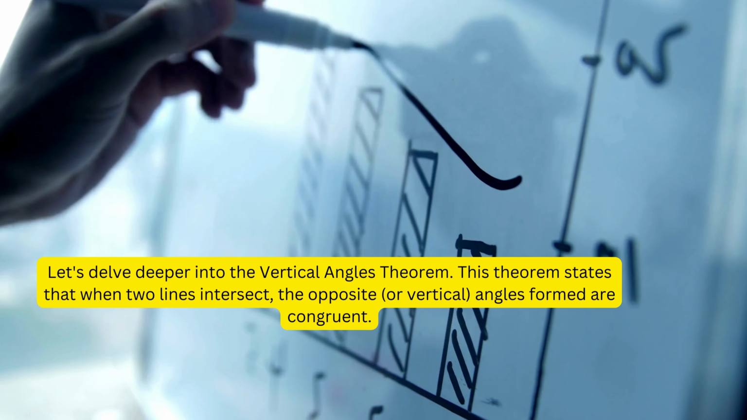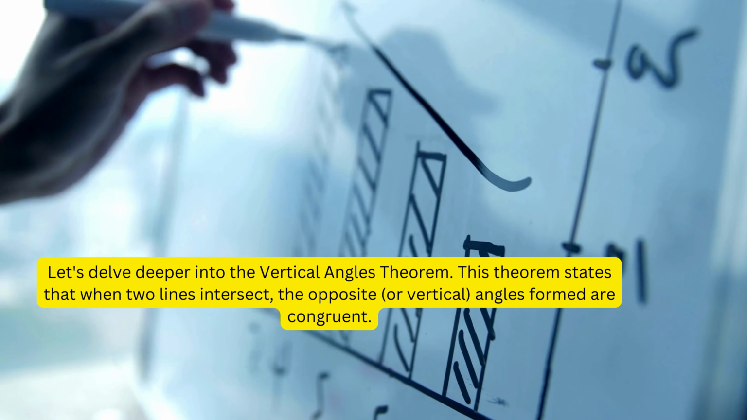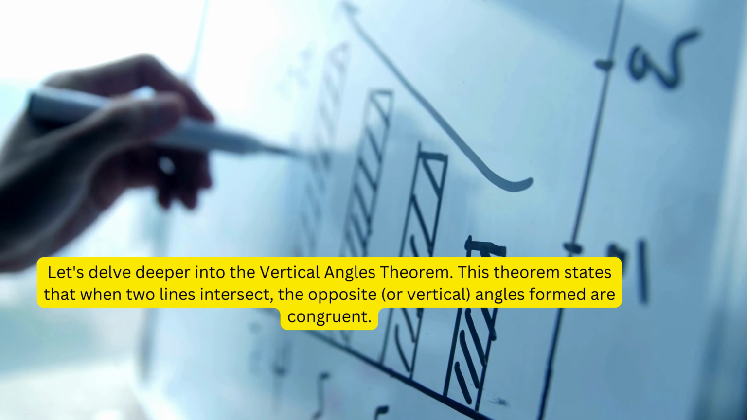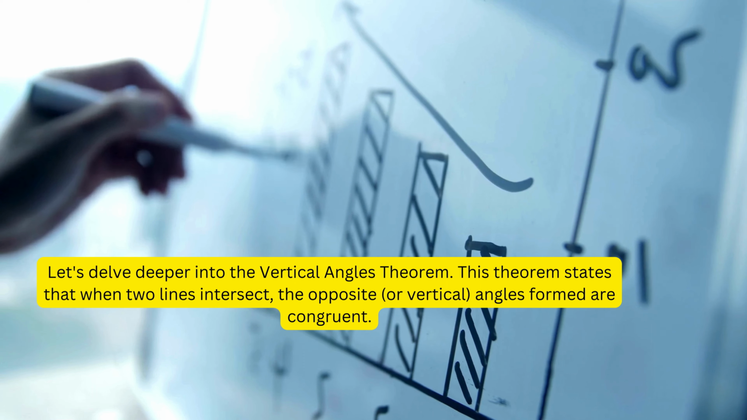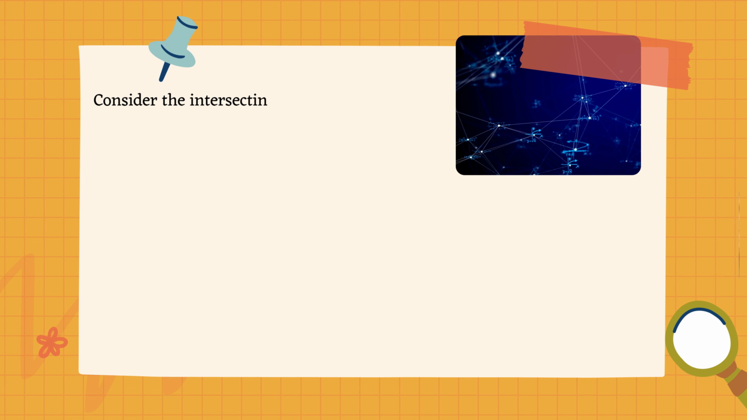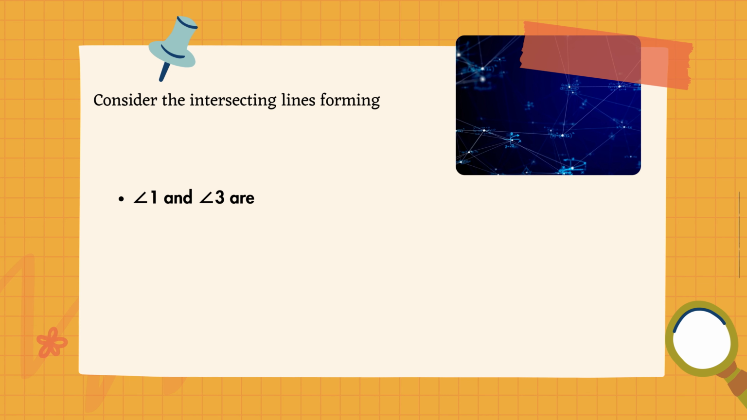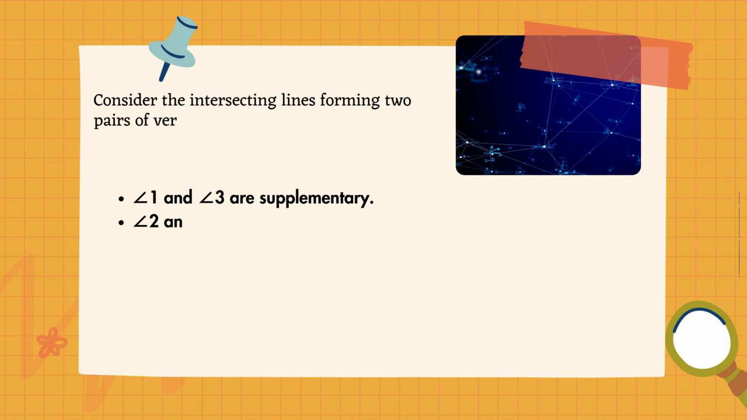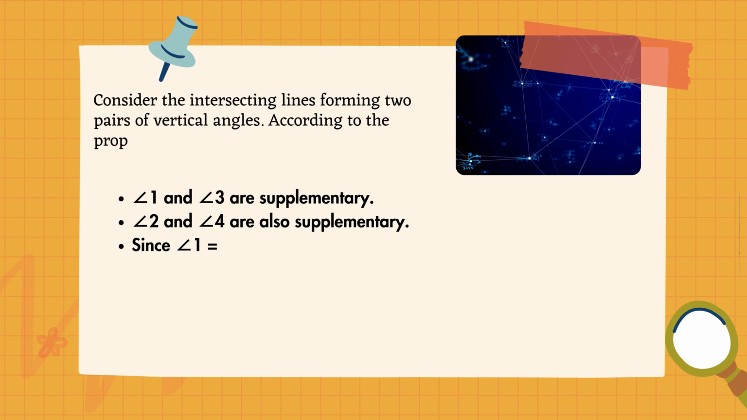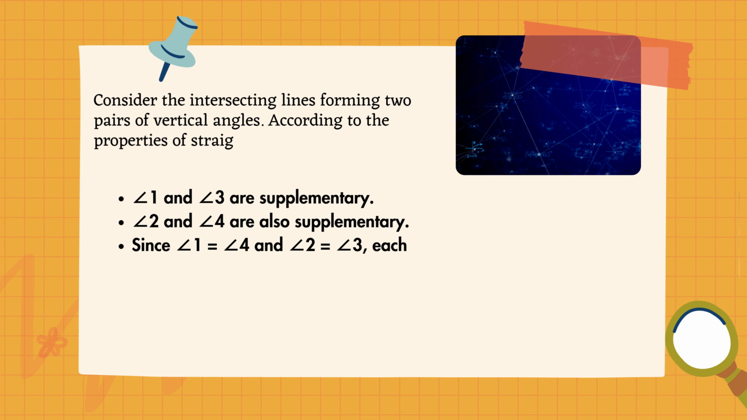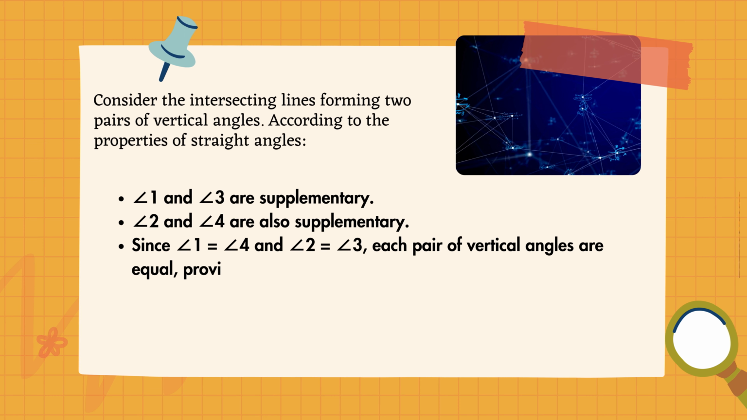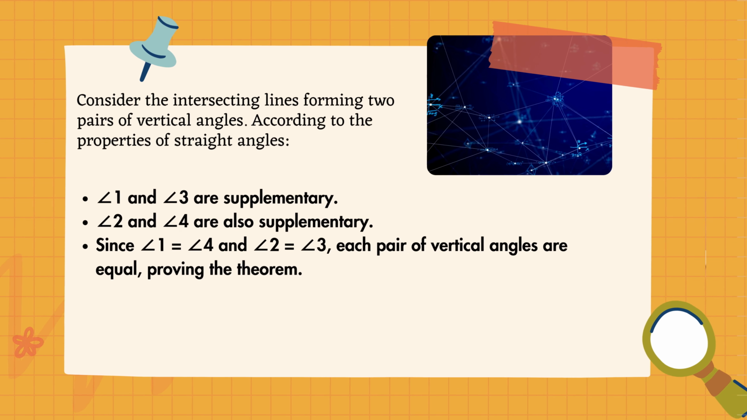Let's delve deeper into the Vertical Angles Theorem. This theorem states that when two lines intersect, the opposite, or vertical, angles formed are congruent. Consider the intersecting lines forming two pairs of vertical angles. According to the properties of straight angles, angle 1 and angle 3 are supplementary. Angle 2 and angle 4 are also supplementary. Since angle 1 equals angle 4 and angle 2 equals angle 3, each pair of vertical angles are equal, proving the theorem.